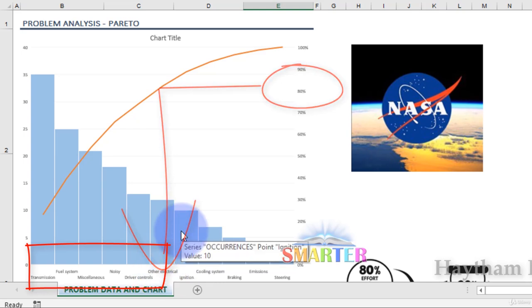That's about Pareto analysis, and that's about problem analysis with the Pareto Excel template.